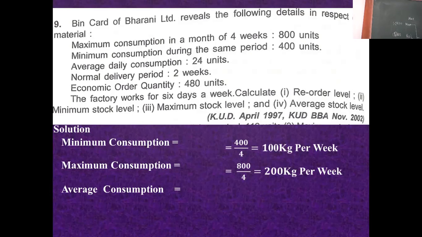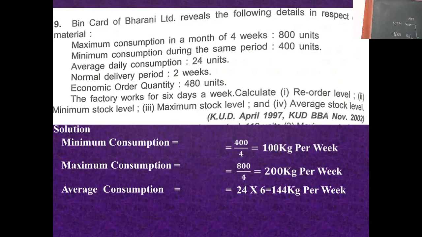144 units. 24 units per day required. For 6 days, 24 into 6 is equal to 144. And you have to go for the shortcut method of calculations. Okay. It is 24, it is 6. I am not able to find the multiples of 24.